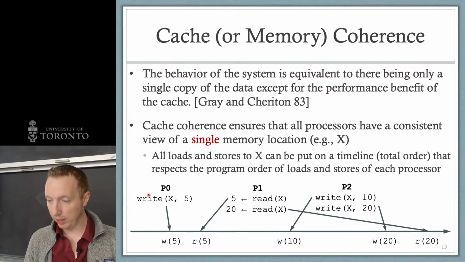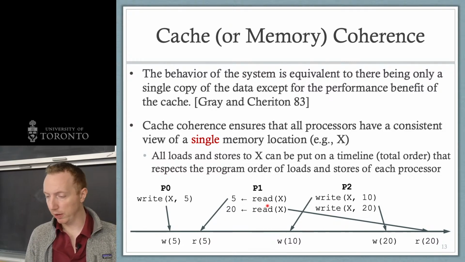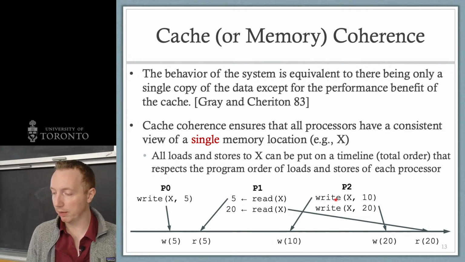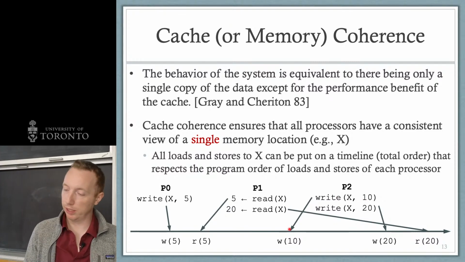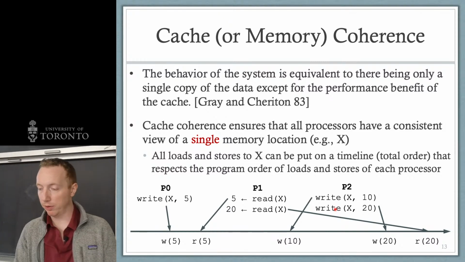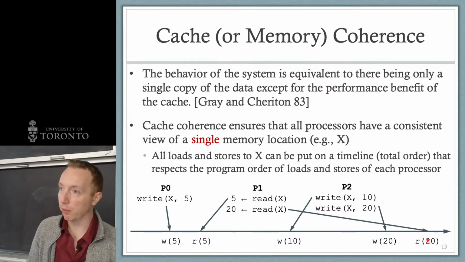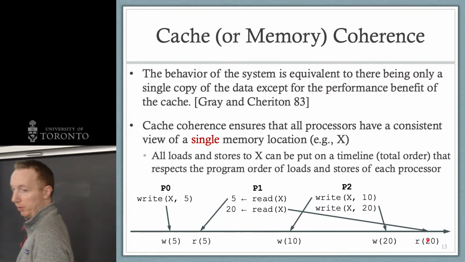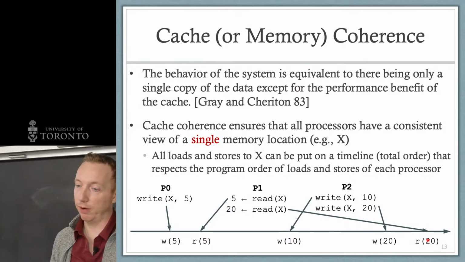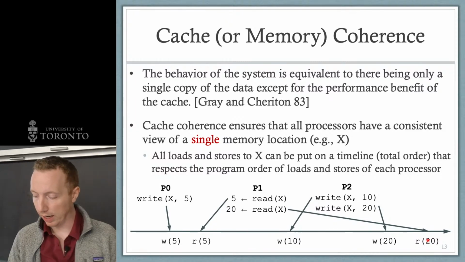So if P0 actually writes the value 5 to X, and then P1 reads it, it should read 5. And then if it does another read, well, another thread might come in, update that value to 10, and then it might further update that value to 20, but when P1 reads again, it should read the most up-to-date value whenever it gets scheduled to read. It shouldn't read an old, stale value. Whenever the read does happen, it should read whatever the most up-to-date thing is at that time.